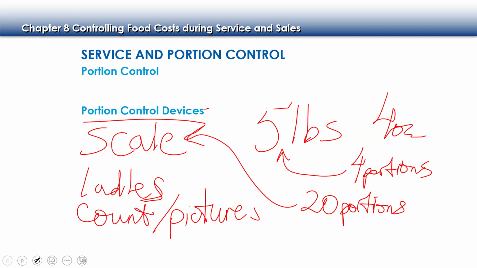So those portion controls are so important because that recipe is going to give you a certain amount, and we can't just whip up a quick chimichurri sauce when we're in the middle of service. And so that's really, really important. Questions, comments, concerns about portion control devices?